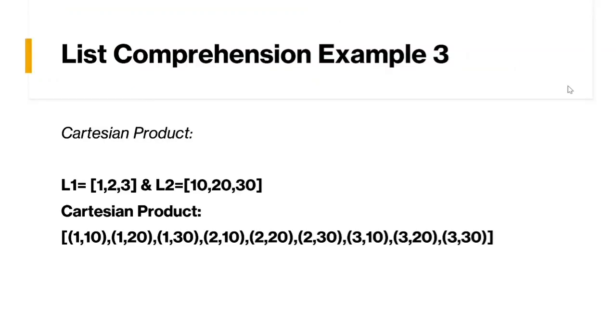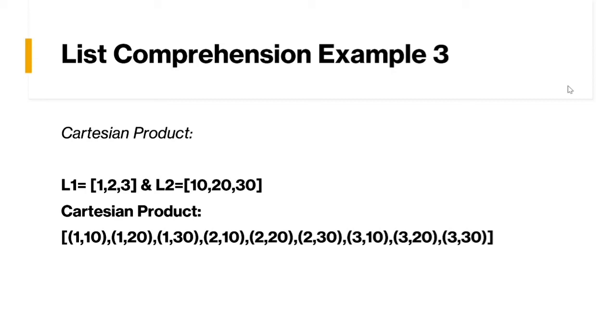The third example is on your screen, which is nothing but the Cartesian product. Now, what is Cartesian product? On your screen, you can see I have two lists. One has values 1, 2, 3, and the other has values 10, 20, and 30 respectively. A Cartesian product is a list of tuples, and it is a two-tuple pair.